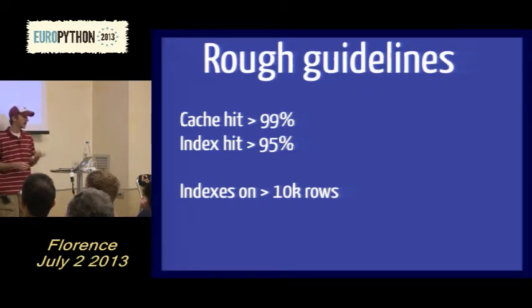If you're low on your cache hit rate, add more memory to the box or upgrade boxes. If you're low on your index hit rate, try adding more indexes. And then indexes generally on anything greater than 10,000 rows. You can do smaller tables, but a lot of the time, it's not necessarily worth the cost.